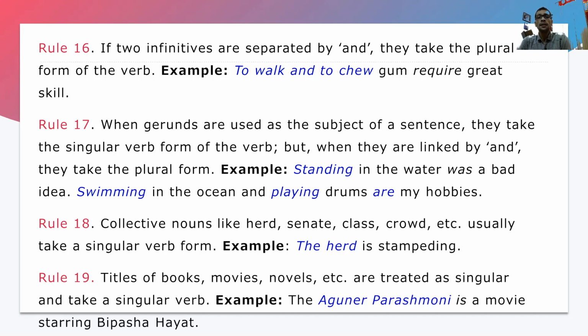Rule number 19: titles of books, movies, and novels, etc. are treated as singular and take a singular verb form. For example, Aguner Parashmoni is a movie starring Bipasha Hayat. Aguner Parashmoni is the name of a movie, serial, or drama; whatever it is, it is followed by a singular verb. So you can see these rules are very important for you to locate and to know. Okay, dear students, let us go to the next slide.